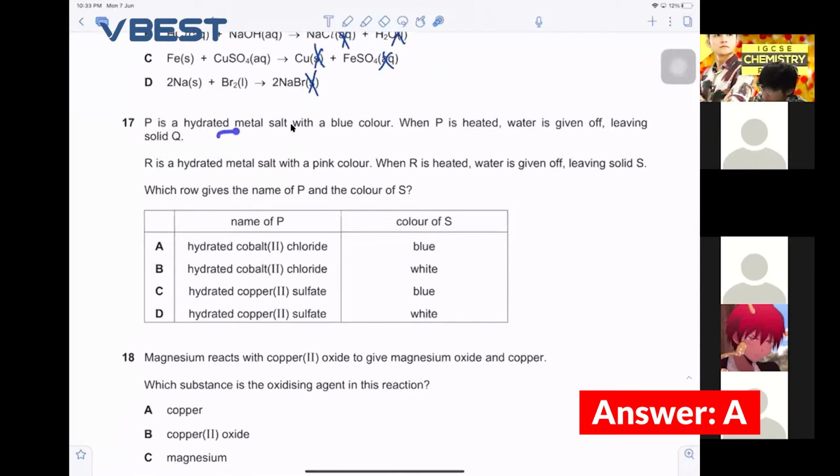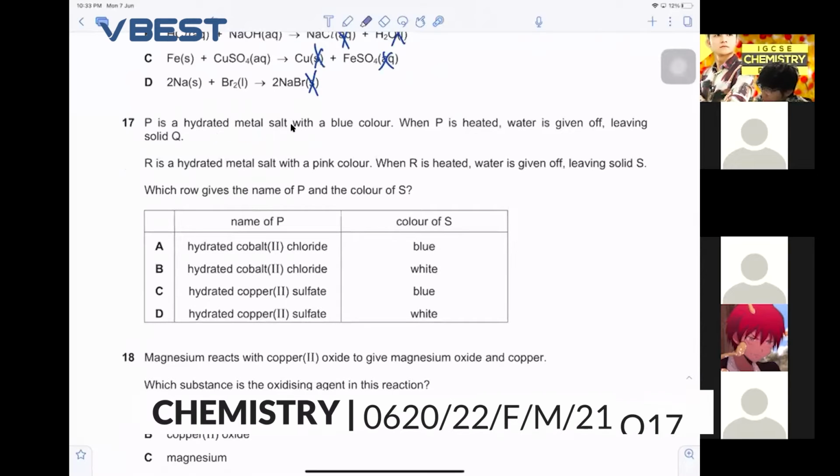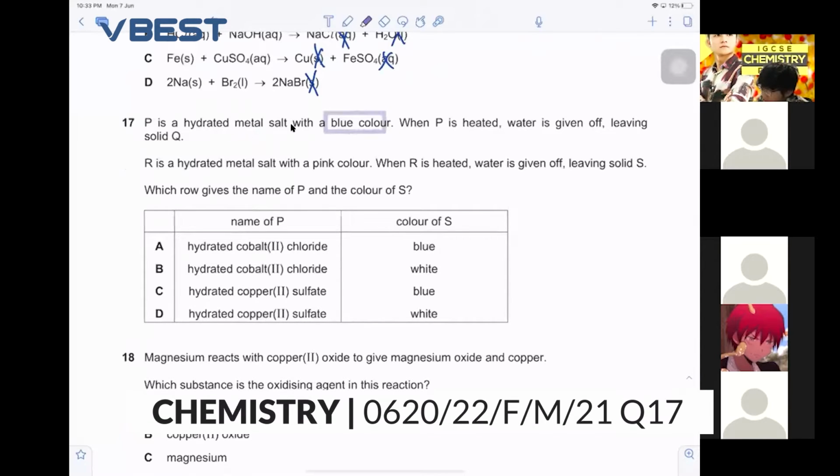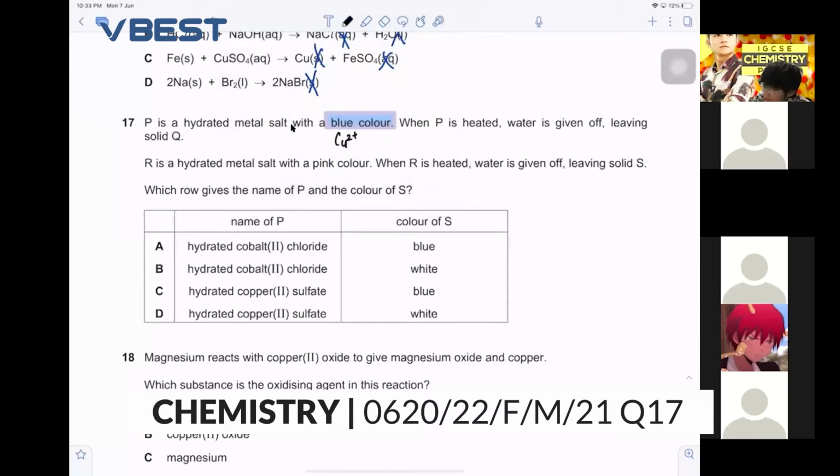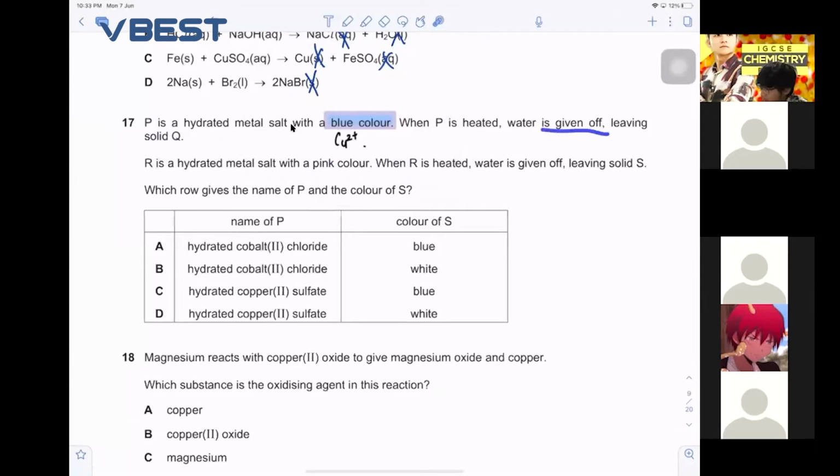P is hydrated metal salt with blue color. I know that blue color is definitely my cobalt. What cobalt? My copper 2 plus, right? So it's my copper 2 plus, and when heated water is given off, so it must be hydrated.